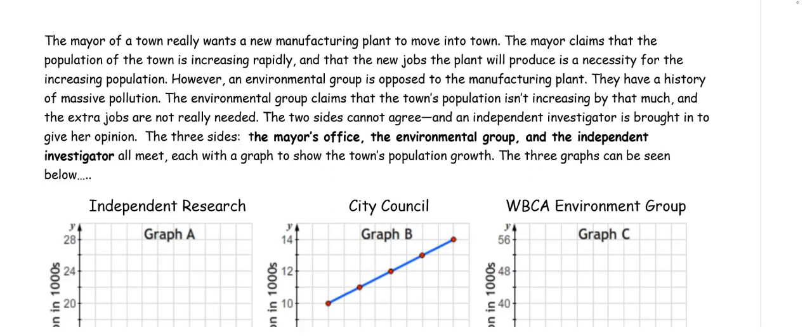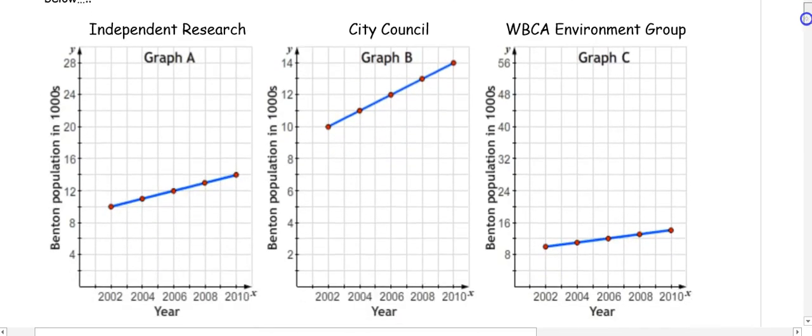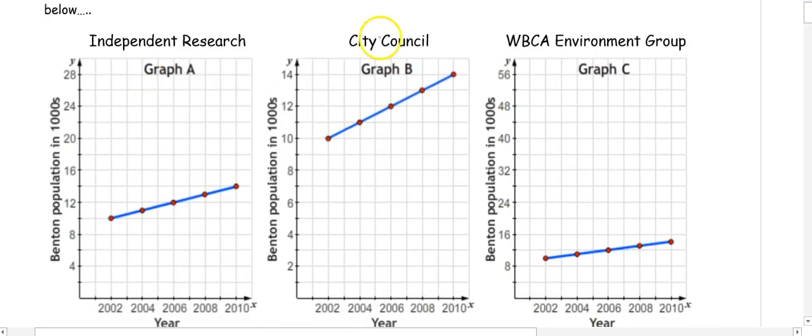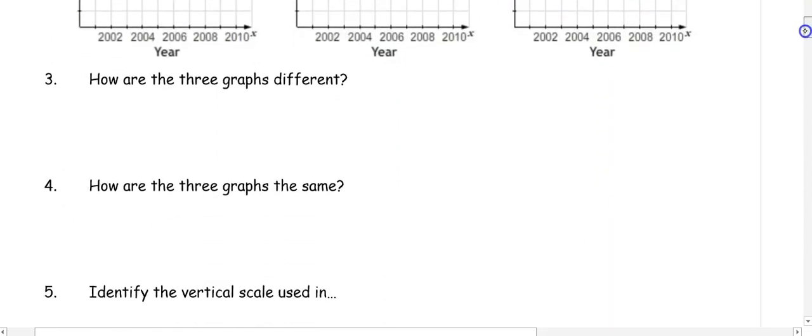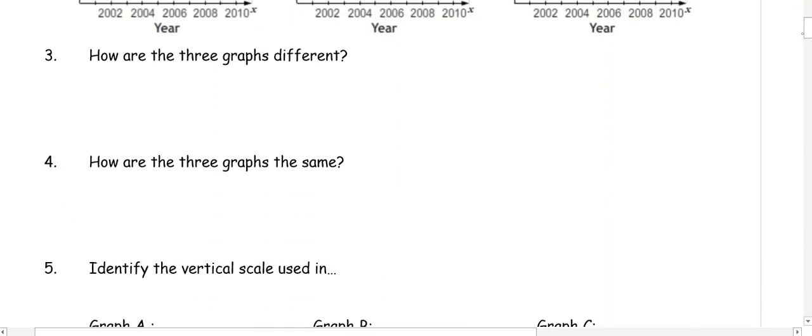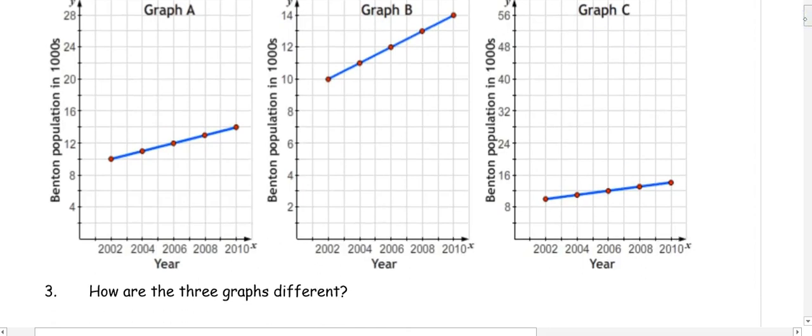So all of these graphs show the data represented. We have the independent group here, the city council, and the environmental group. Now, if we look at the graphs, notice that all of the x-axis and y-axis labels are the same. We have years on the x and populations on the y. They're just differently represented based on the scale. So how are these graphs different? Well, if we look at the y-axis, they all have different scales. This is going up by 2s, this is going up by 1s, and this is going up by 4s.